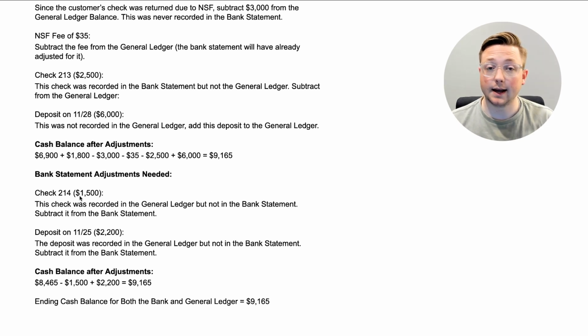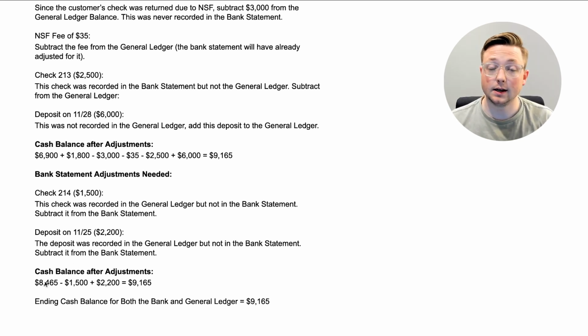There was a check that they hadn't recorded in the bank that was taken out. So since that was in the general ledger but not in the bank statement, we subtract it from the bank statement because, again, when it says a check, that means a check was taken out, a check was cashed. Deposit on 11/25, that was $2,200. So that was a deposit that, again, was in the general ledger but was not in the bank statement. So we have to correct the bank statement there.